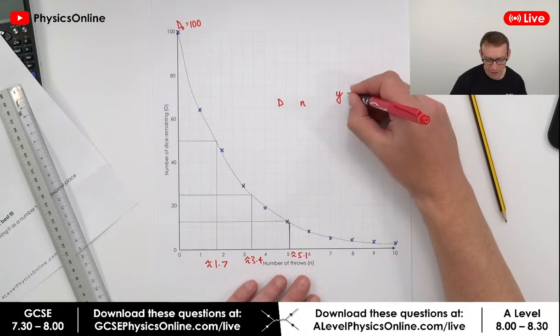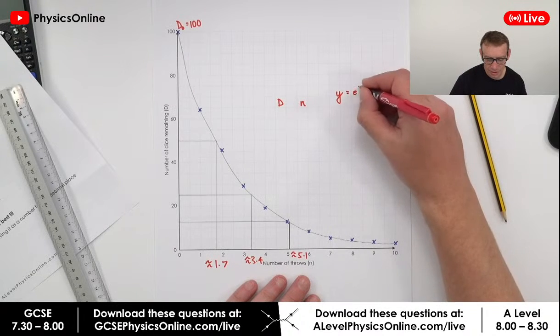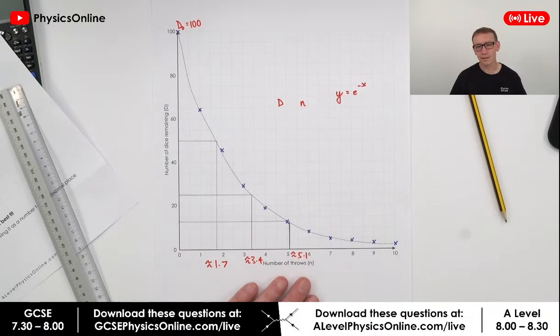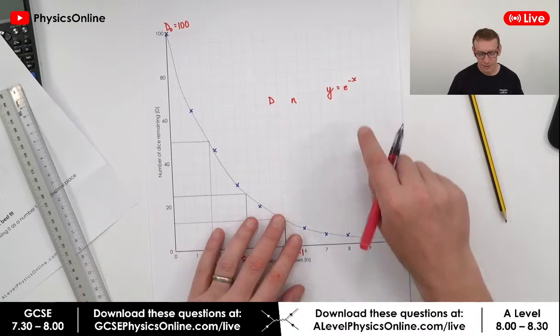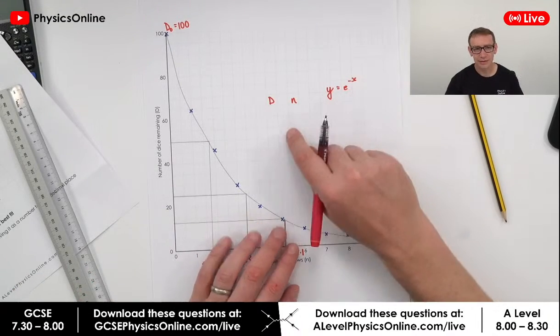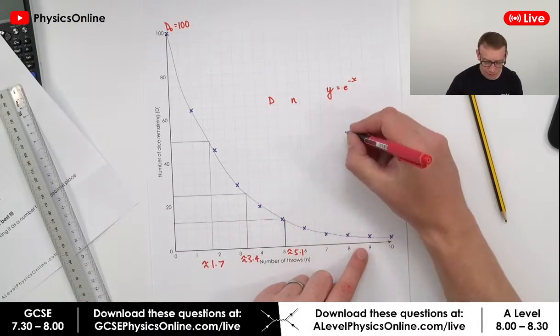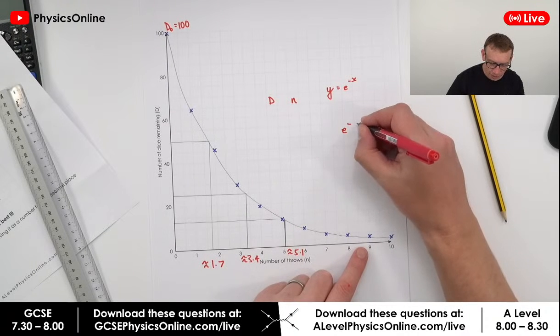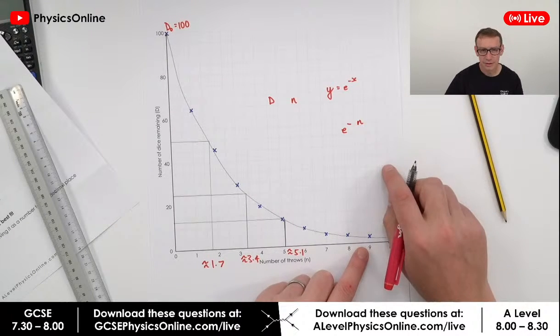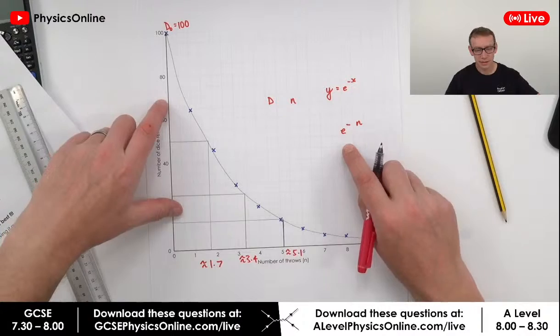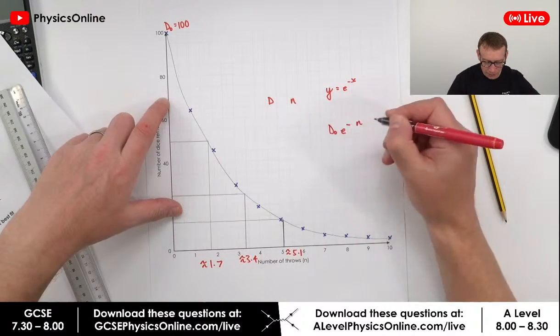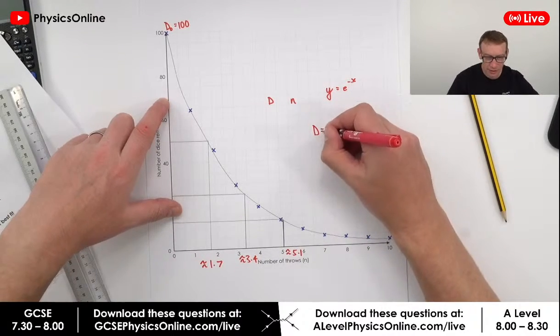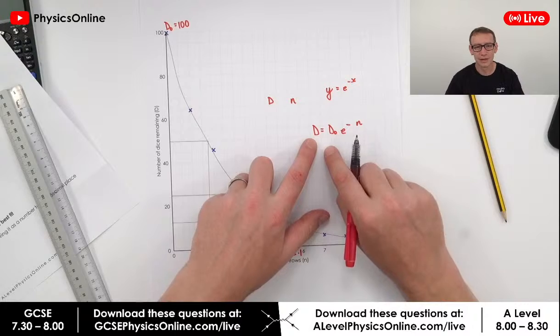And we often represent that as y equals e to the minus x. In this example, we don't have x. Instead, on the x-axis, we're plotting n. So we've got e to the minus n, and we're going to multiply that by the starting value, which was D0. And that's going to tell us the number of dice after a certain amount of time.